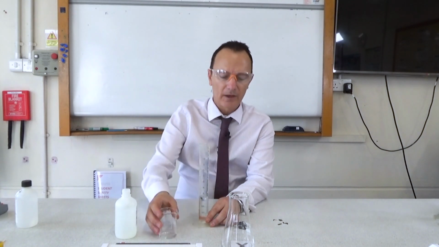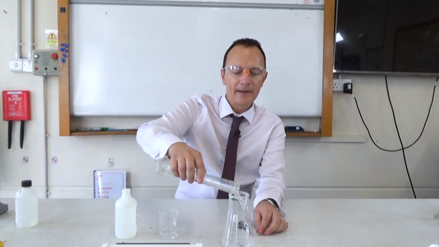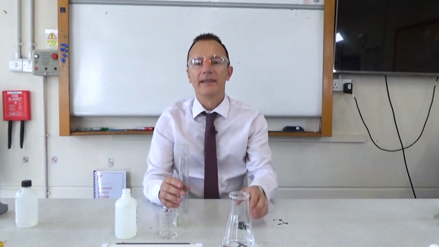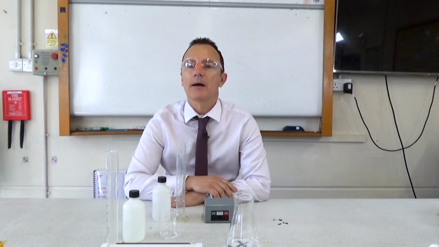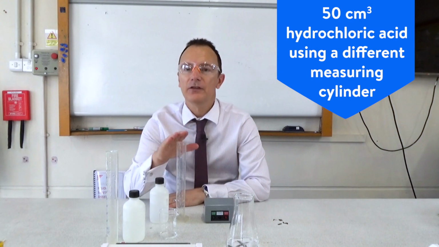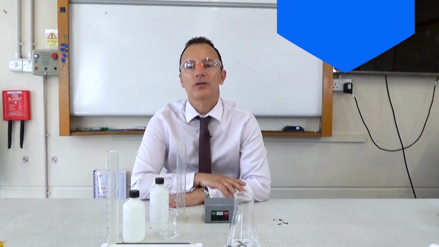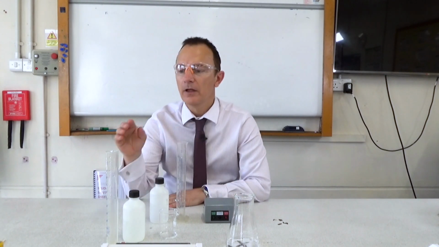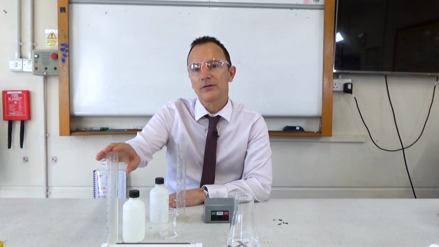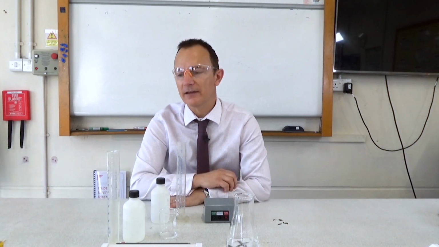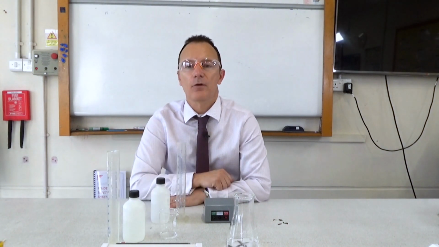So I'll add the water to the sodium thiosulfate and make sure I give it a quick swirl in the flask. I'm now going to measure out 50 centimeters cubed of hydrochloric acid using a different measuring cylinder to the one that I used for the sodium thiosulfate. That's because there's still remnants of sodium thiosulfate in that measuring cylinder, so if we measured out the hydrochloric acid, the reaction is going to start before we want it to.